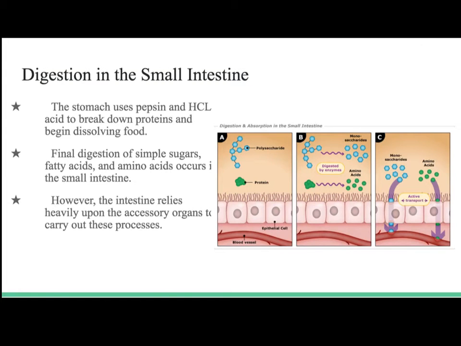So, we've talked about that this is an area of digestion in the small intestine, but what does it use? Well, the stomach uses pepsin and hydrochloric acid, and that kind of breaks down proteins and begins dissolving food. But once that chyme enters the duodenum, we're looking at final digestion of things like simple sugars, fatty acids, and amino acids, and that's all going to occur in the small intestine. How does it go about doing that? Well, fatty acids is a great example of how that's breaking down is bile.